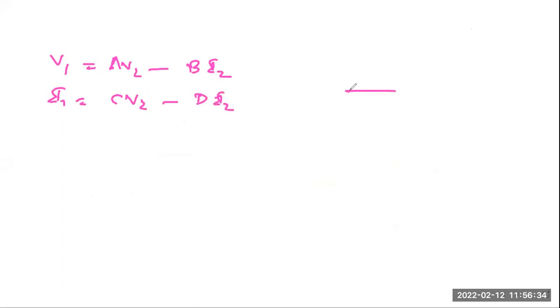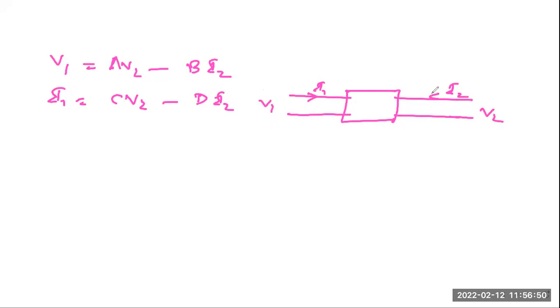Now you see, in case of this ABCD parameter, the network equation is V1 equal to AV2 minus BI2 and I1 equal to CV2 minus DI2. Now what is this? Let us say in any two-port network, this is your V1 and this is your I1. Now, this is your V2 and this is your I2. So this is the common notation for any two-port network.